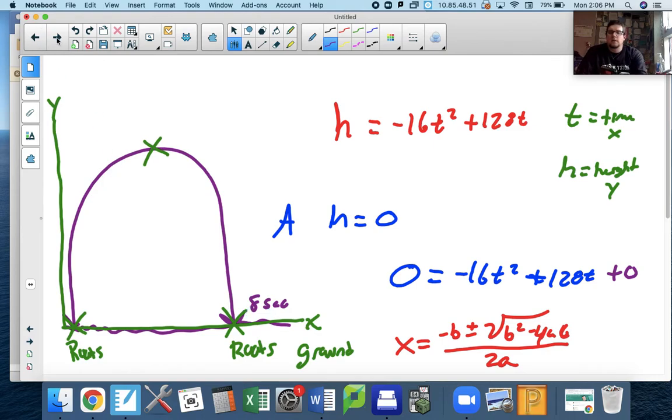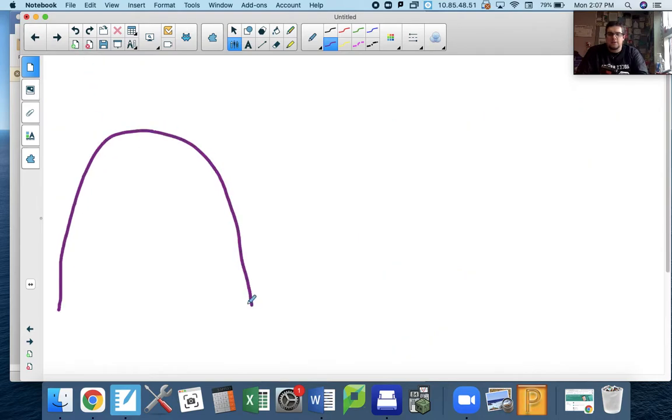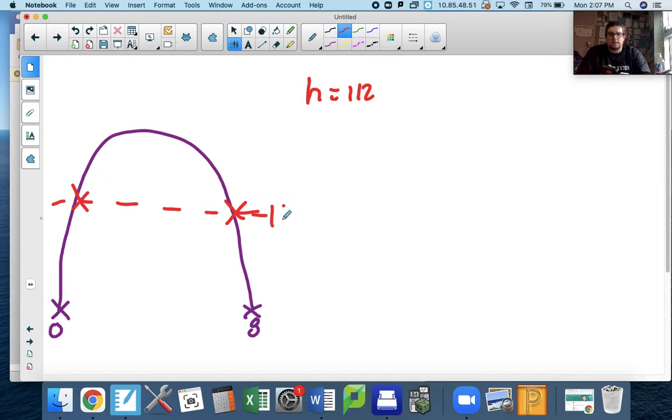There it is. Part B. Here's our picture. We know we're here at 0. We know we're here at 8 seconds. I want to find out when will it be 112 feet off the ground? So say 112 is right here. I don't know where it is. I'm just going to draw it in there.